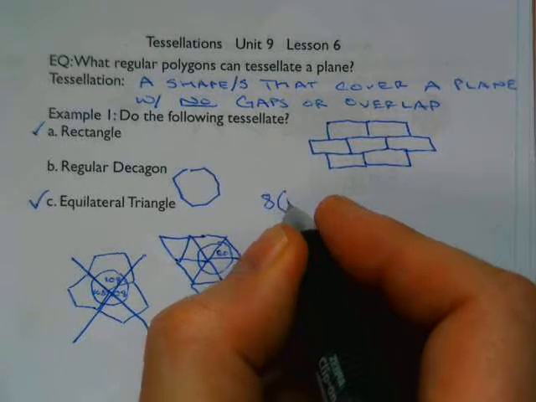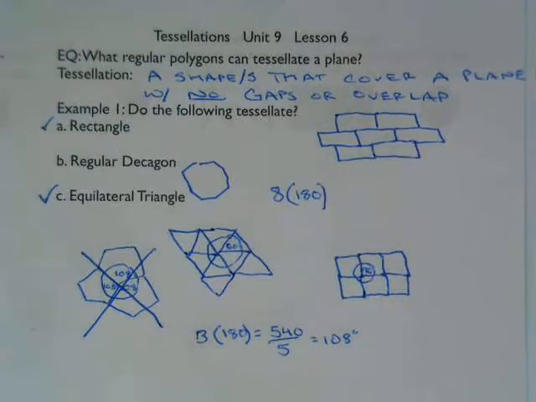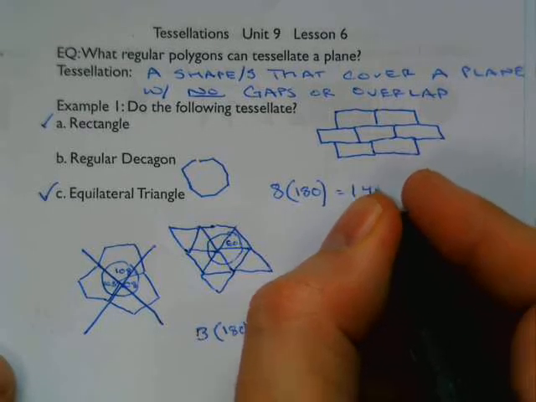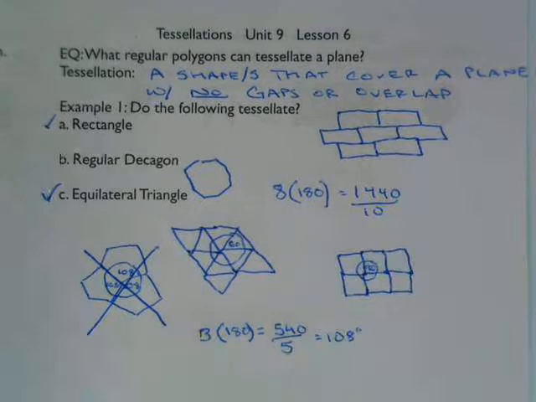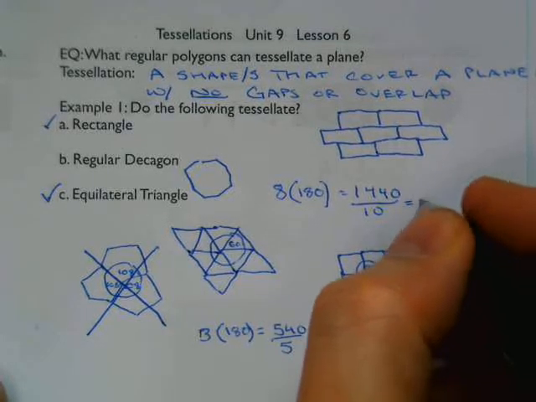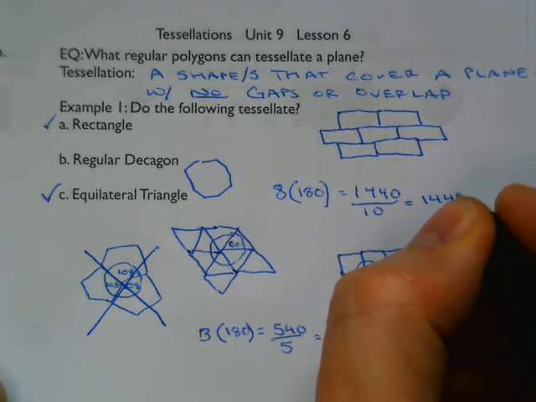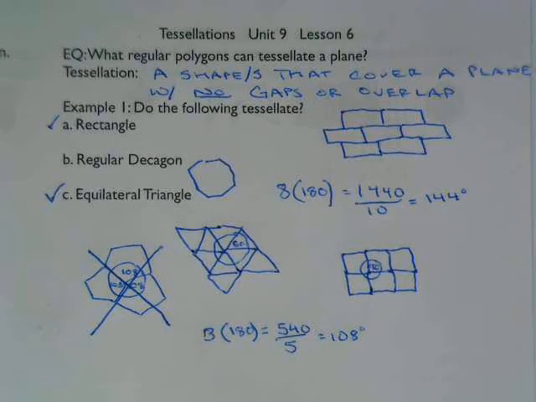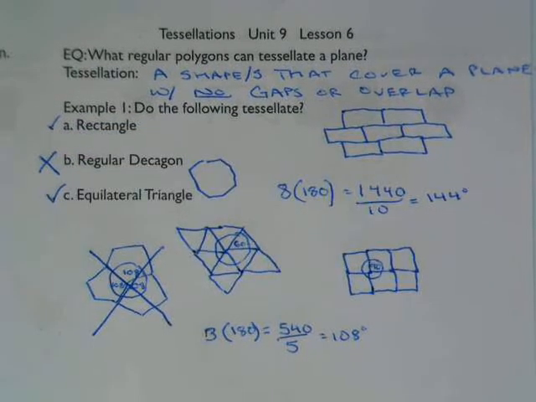The sum of the interiors would be 8 times 180, and that would be 1,440. Divide that by 10 because we've got 10 sides, and that means each angle would be 144 degrees. Is 144 a factor of 360? No. And so a regular decagon does not tessellate. So good questions there. A couple other things that you might be required to do with tessellations.